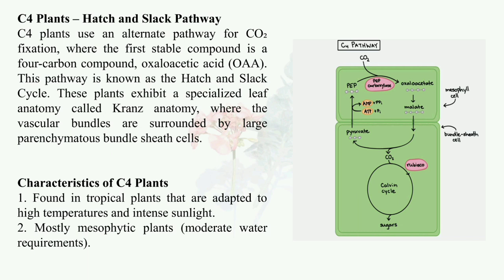C4 plants use an alternate pathway for CO2 fixation, where the first stable compound is a 4-carbon compound, oxaloacetic acid, OAA. This pathway is known as the Hatch and Slack cycle. These plants exhibit a specialized leaf anatomy called Kranz anatomy, where the vascular bundles are surrounded by large parenchymatous bundle sheath cells. Characteristics of C4 plants.